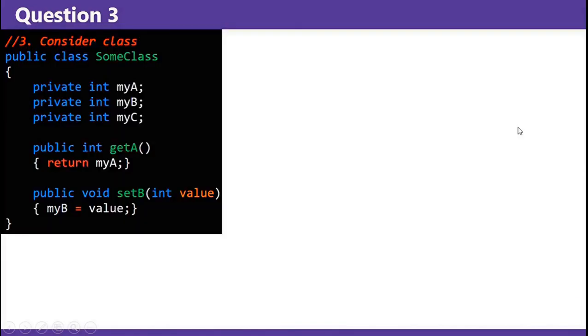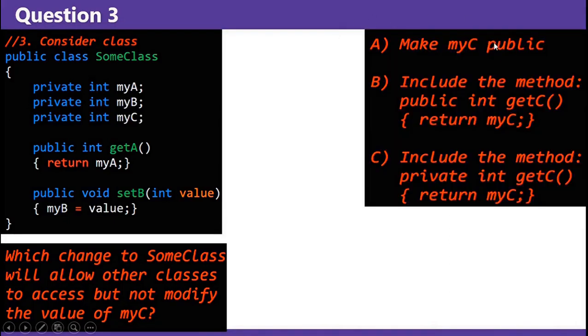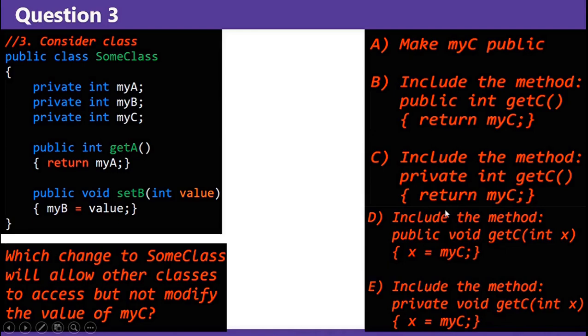Question 3. Consider the class, the same class from the last example. What change to SumClass will allow other classes to access but not modify the value of myC? A makes it so they can both access and modify. C would make it so they could access but they wouldn't be able to modify. D and E are nonsense, so the answer is B.